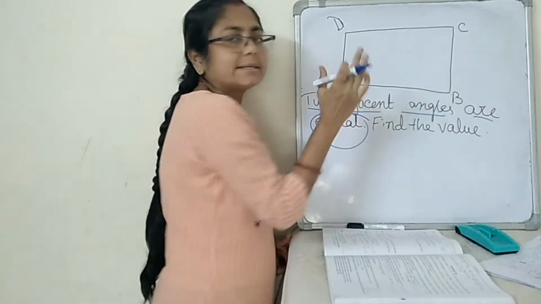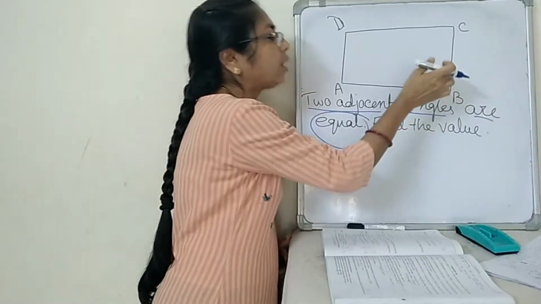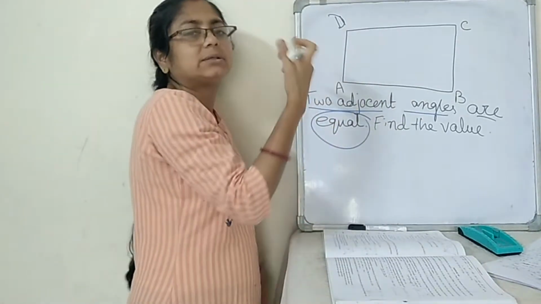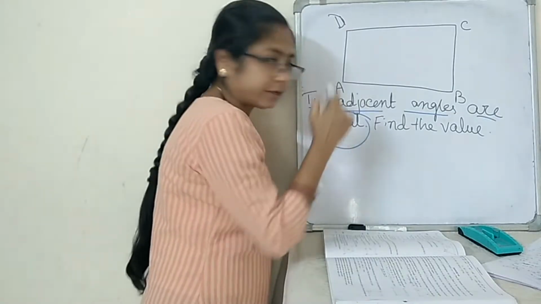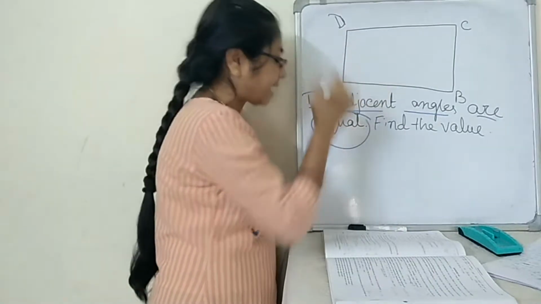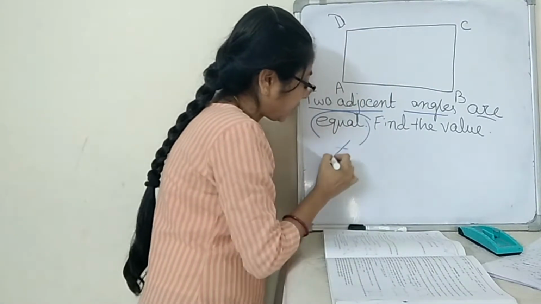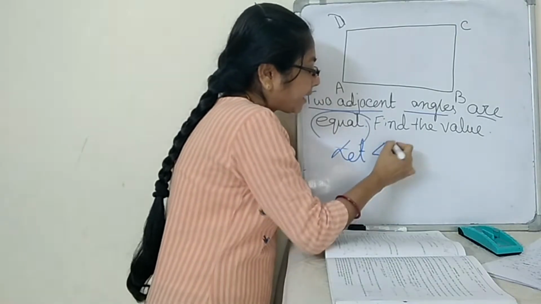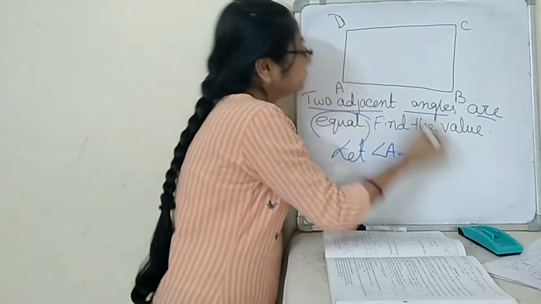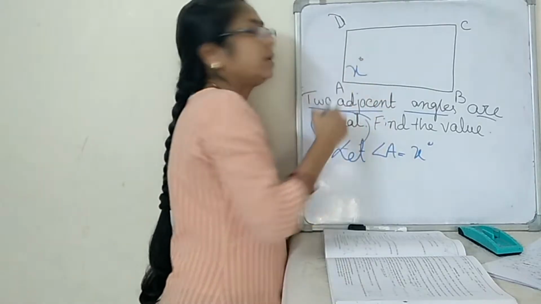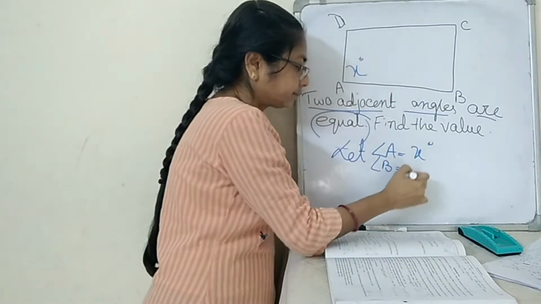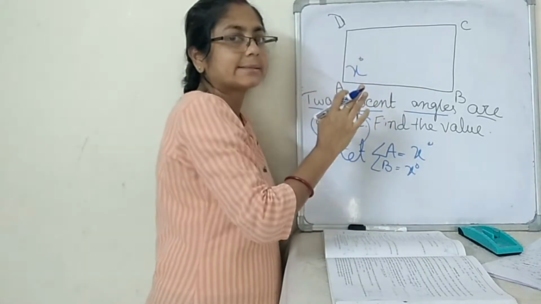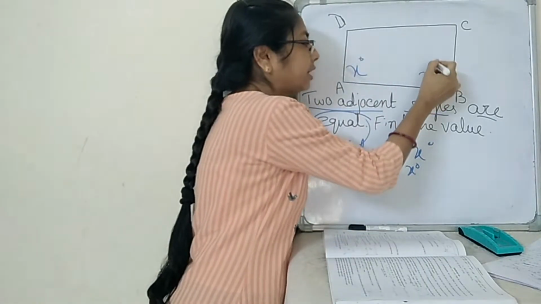So, two adjacent angles means angle A, angle B or angle B, angle C. Just for ease, I take angle A and angle B. Let angle A equal x degree. So I write x degree. Angle B also x degree. Why? Because the two angles are equal. So I write it one more time, x.